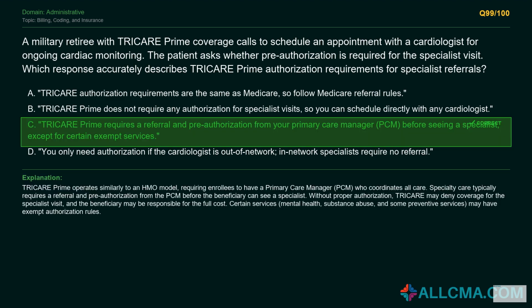The correct answer is C. TRICARE Prime operates similarly to an HMO model, requiring enrollees to have a primary care manager, PCM, who coordinates all care. Specialty care typically requires a referral and pre-authorization from the PCM before the beneficiary can see a specialist. Without proper authorization, TRICARE may deny coverage for the specialist visit, and the beneficiary may be responsible for the full cost. Certain services, mental health, substance abuse, and some preventive services, may have exempt authorization rules.